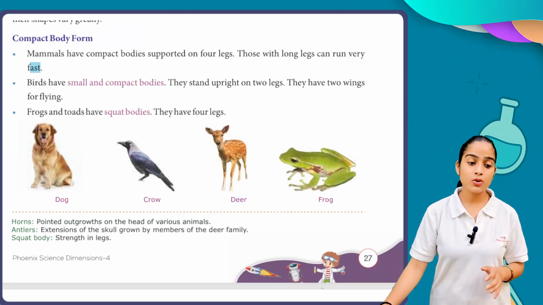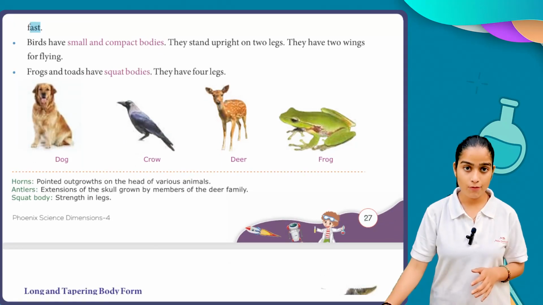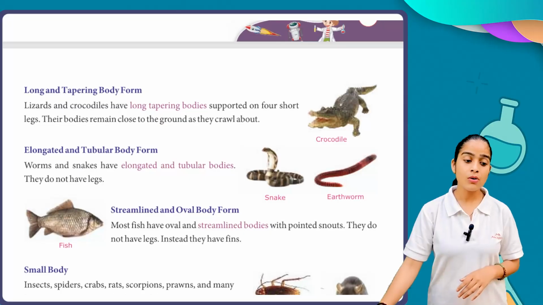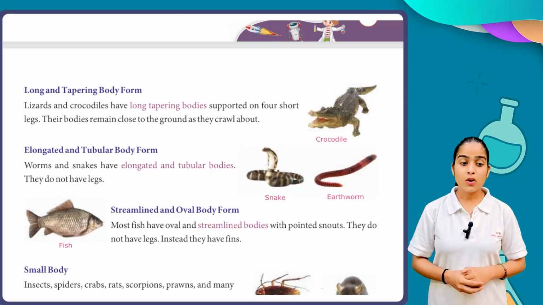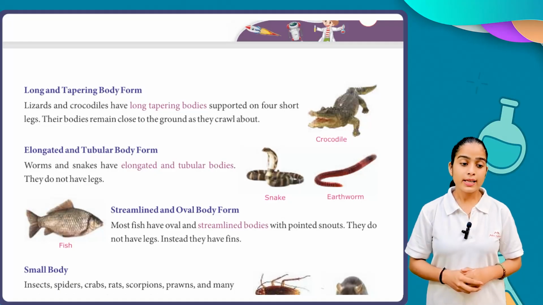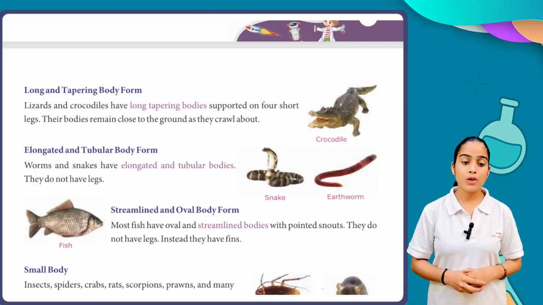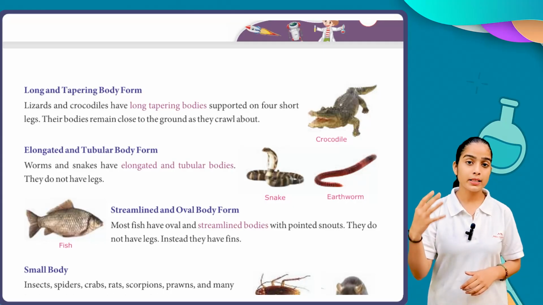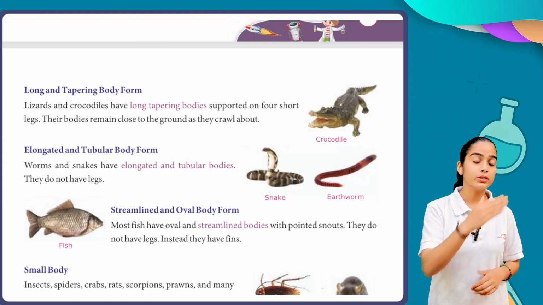Now, frogs and toads have squat bodies. They have four legs because they have to move. Squat bodies. Now, next we have the long and tapering body form. Lizards and crocodiles have long tapering bodies supported on four short legs. Their bodies remain close to the ground as they crawl about because the weight is not handled by their legs. That is why they crawl on the ground.